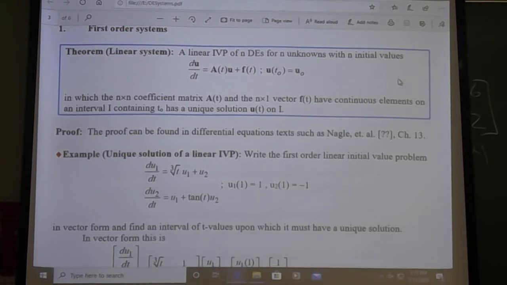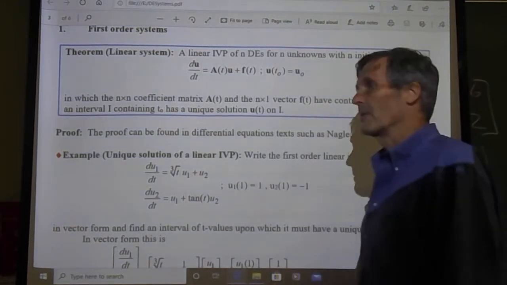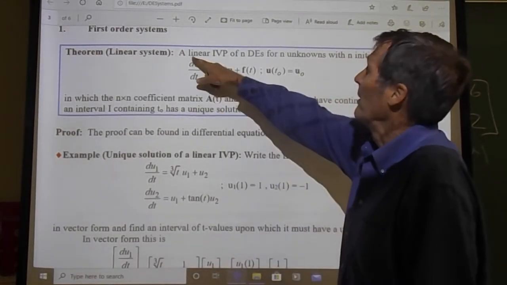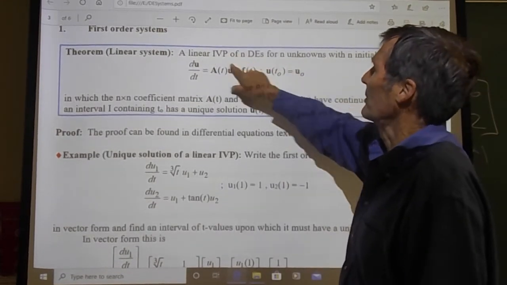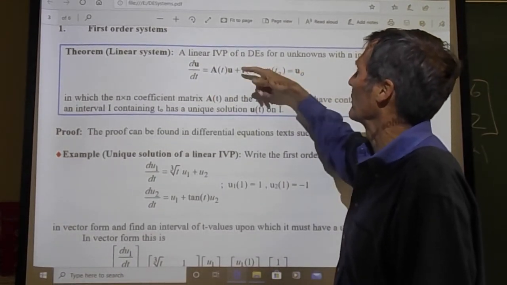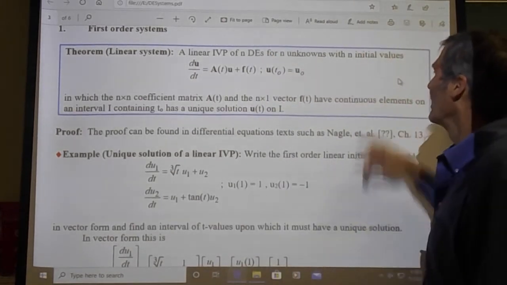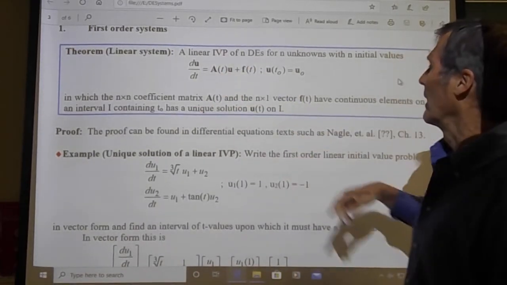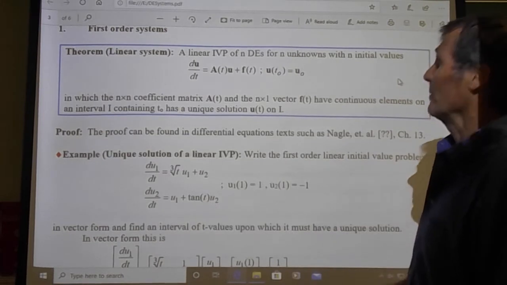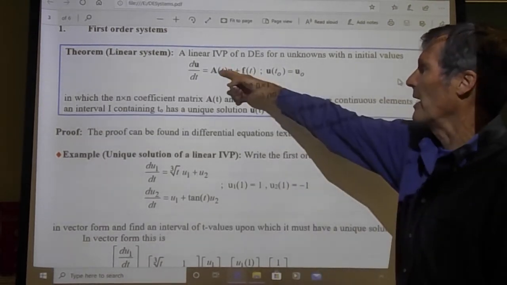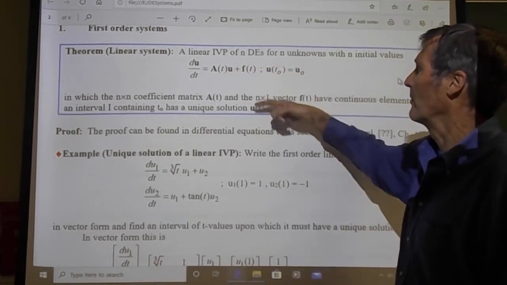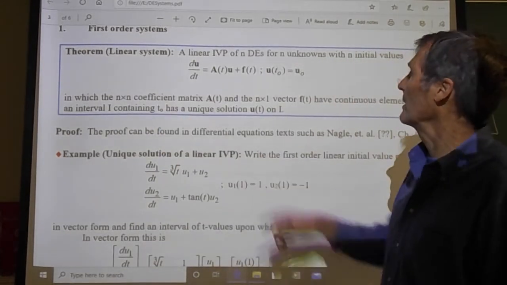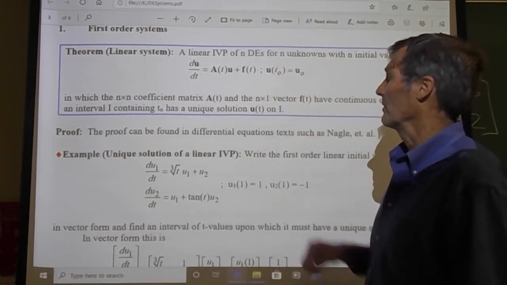This theorem is very easy, and it's very much like your theorem for first order equations with an initial condition. In fact, that's a special case of this one. A linear initial value problem, meaning a differential equation together with an initial vector, of n first order differential equations for n unknowns with n initial values, in which the n by n coefficient matrix A of t and the n by 1 vector f have continuous elements. Right? Each of these a11 through ann and each of these f1 through fn are continuous functions on some interval I of t values containing the initial point t0.